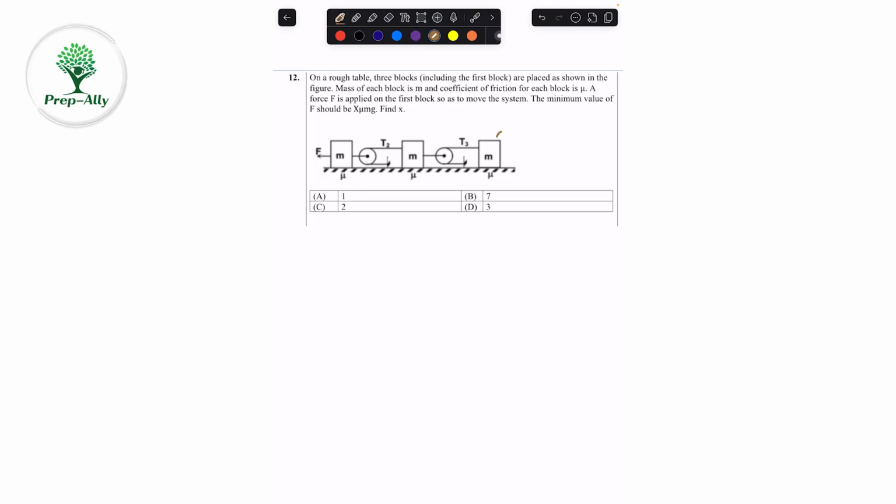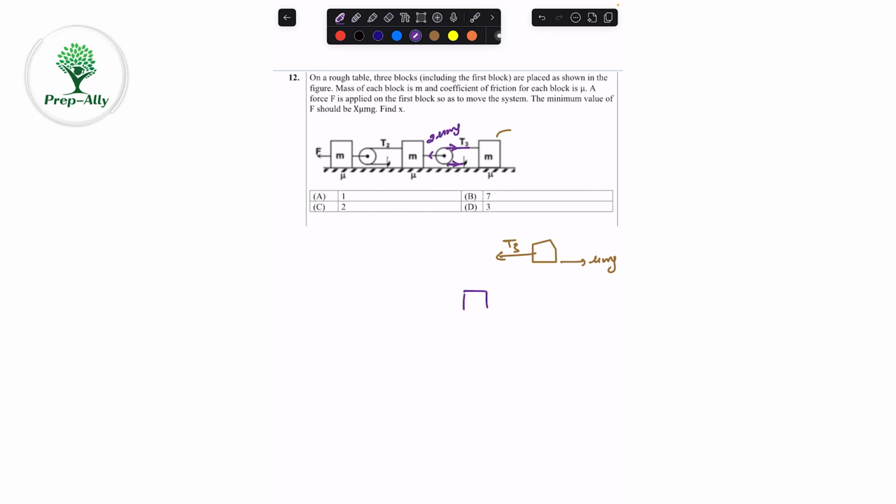So minimum value means it is about to move, so we have to move all the blocks. So if we talk about the first block, if it is trying to move, and it will move forward due to T3, and it will have a backward force of mu mg. So T3 has to be equal to mu mg, and being the same string, this string and this string will have same tension. This is T3, this is also T3. That means this tension will be 2 times of T3, which is same as 2 times of mu mg.